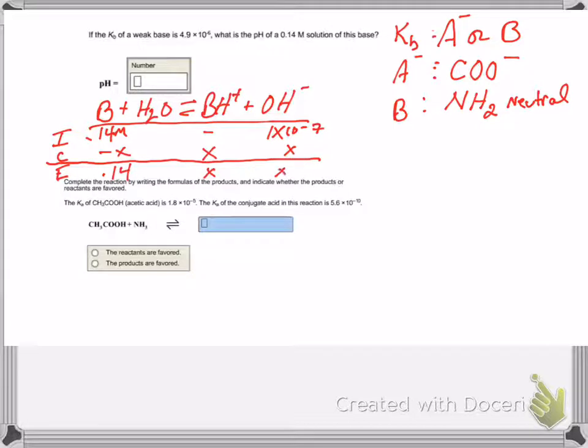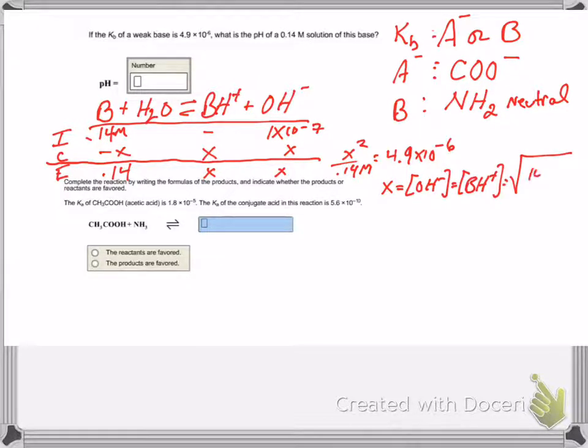And then we make the following assumption that the 0.14 minus x is really just 0.14, and x plus 1 times 10 to the minus 7 is really just x. And we can plug this into Kb. And we get x squared over 0.14 molar equals what Kb is. x now is the concentration of hydroxide ion. It's also the concentration of BH+. And we plug this in, and we get the concentration to be 7.93 times 10 to the minus 4.